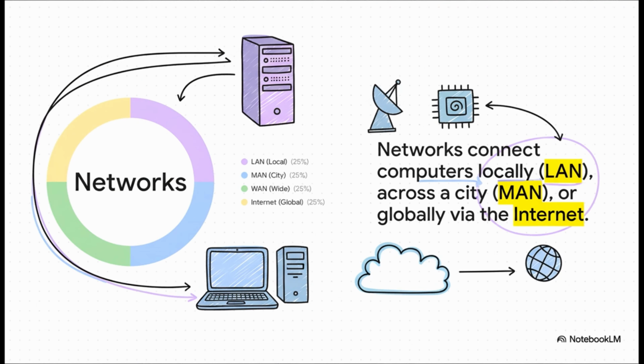You've got a local area network, a LAN, which might just connect the computers in your office or your home. Then you can scale up to a metropolitan area network, a MAN, which could cover an entire city. A wide area network, a WAN, can stretch across a country. And the internet? Well, that's the big one. It's the ultimate network of networks that connects pretty much the entire globe.